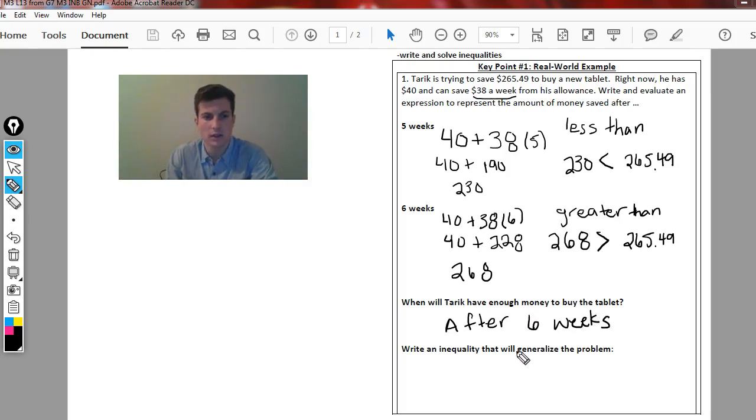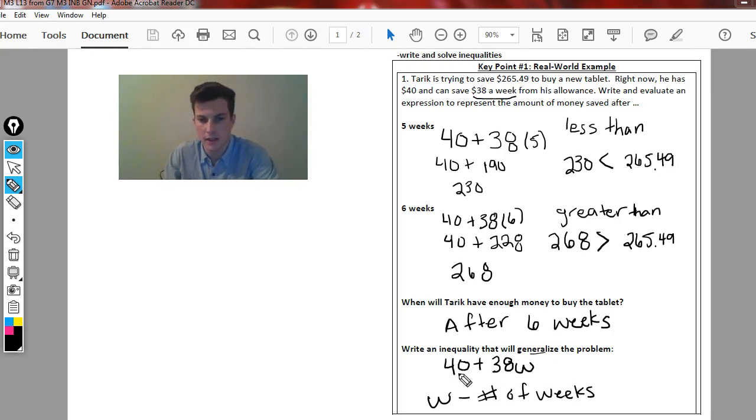Last part. Let's go ahead and write an inequality that will generalize the problem. So for any number of weeks, he's going to have saved $40 because he starts with that amount, plus he's saving how much per week? Good, $38 per week. And to generalize, we can just use a variable. I'm going to use W as the number of weeks. So W is our number of weeks.